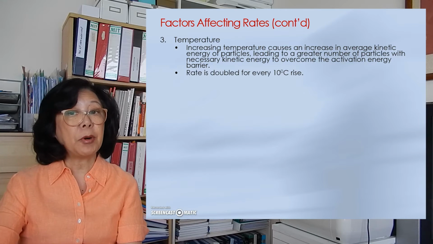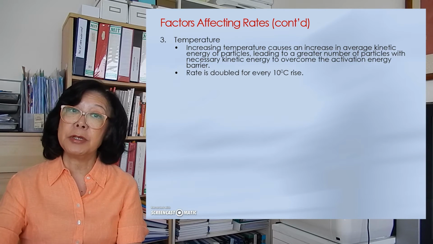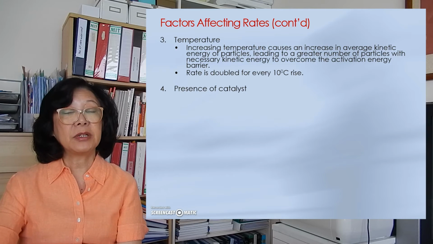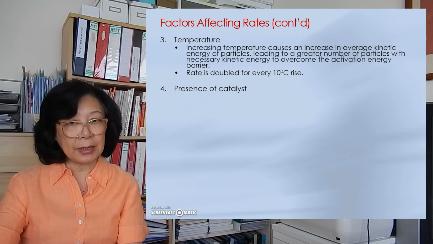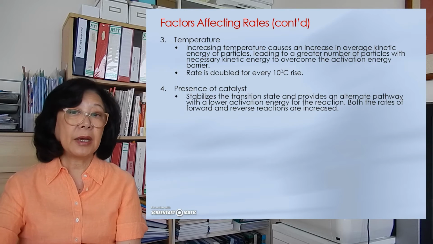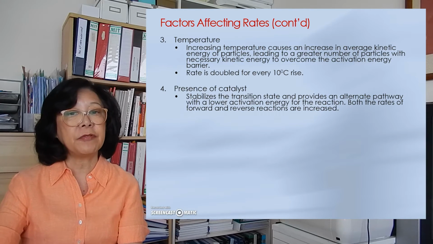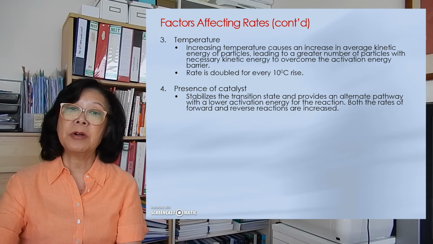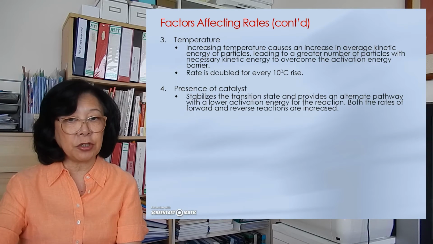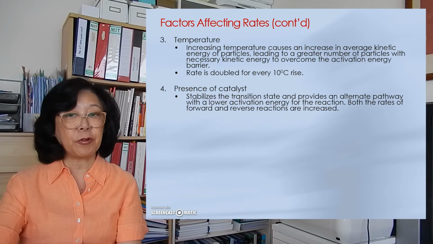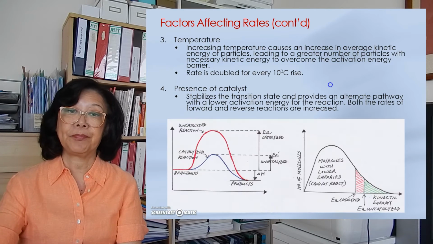Rate is usually doubled for every 10-degree increase for biological reactions. Or the last one will be to use a catalyst. A catalyst will stabilize the transition state and provide an alternative pathway with a lower activation energy for the reaction, and therefore both the rate of forward and reverse reactions are increased.